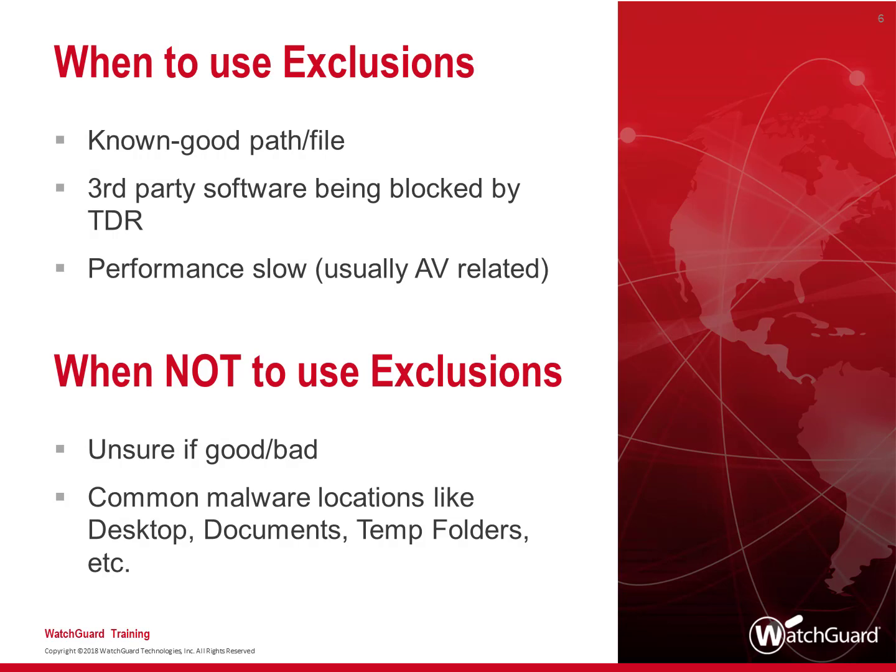Okay, so when to use exclusions? If you have a known good file or path that you want to ensure is not being touched by TDR in any way, you can add an exclusion. Another example might be if you have third-party software that seems to be malfunctioning or performing slowly due to TDR interaction. For example, a PDF creator that isn't able to output because of a temporary file creation.